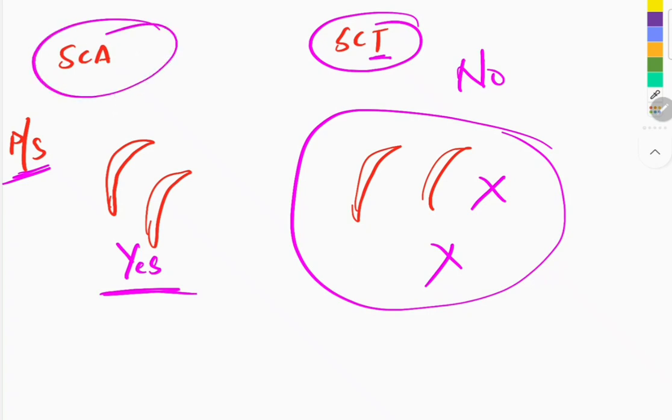What is the other name of sickle cells, guys? It is drepanocytes. Very important. Drepanocytes. One word question.